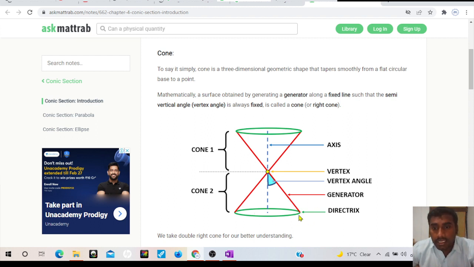So what is the directrix? This circular portion is your directrix here. Now see how the different diagrams are formed. Mathematically, the surface is obtained by rotating the generator along a fixed line. This is the axis, the fixed line, along which we rotate it to get a cone. That's why it's named the generator. This is the semi-vertical angle. This is the full angle, but this is semi.